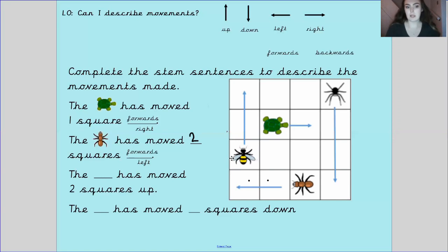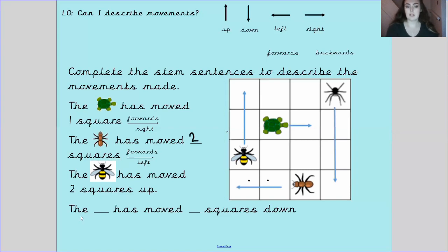Okay, let's have a look at the next one. The something has moved 2 squares up. So remember, you're looking for that arrow that is pointing up, and it's moved 2 squares up. What could it be? Pause the video. That's right. The bee has moved 2 squares up. You're looking for the arrow that points up, and it's moved 2 squares.